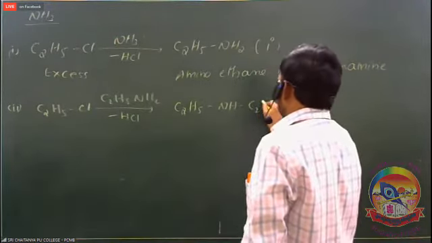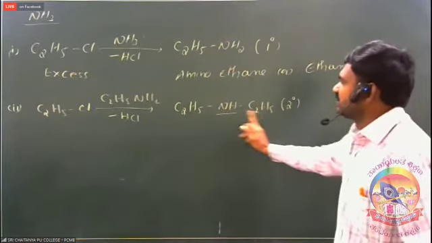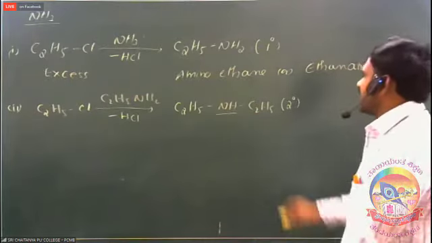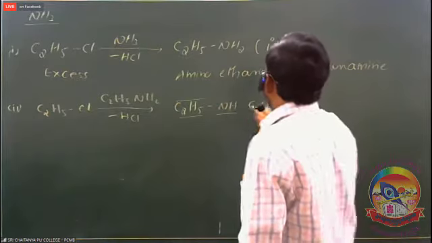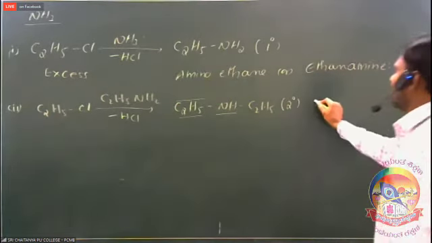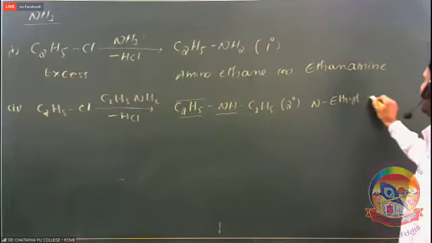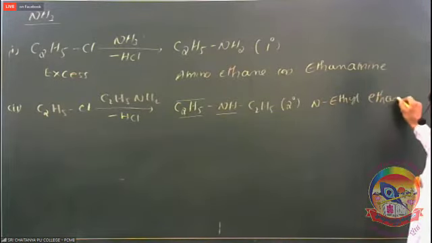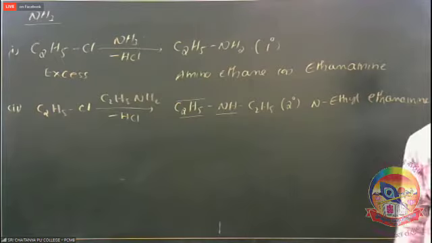This NH group is an imino group. It is the secondary amine. The common name is diethylamine, since it has two ethyl groups. But what is the IUPAC name? It is considered as an alkane with an alkyl substituent on nitrogen. So the IUPAC name is N-ethylethanamine. We write ethane, and this is replaced by amine. It is an example of a secondary amine.